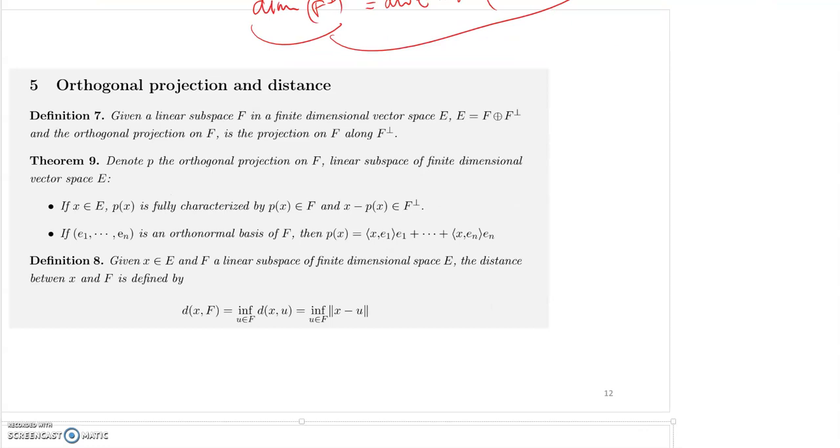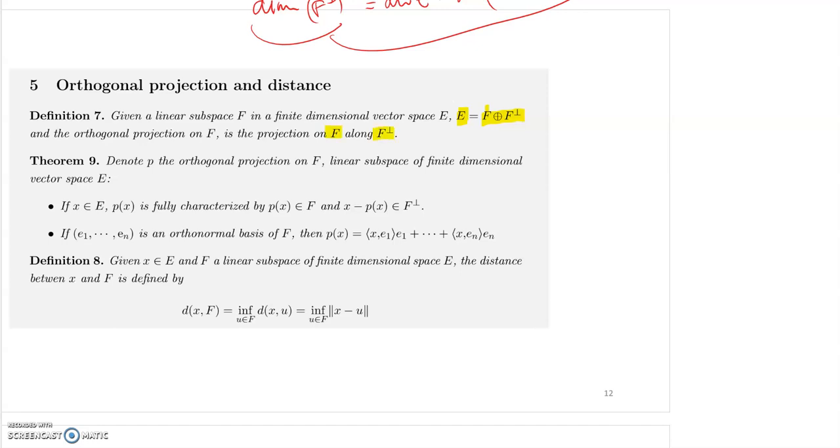Okay, so first the definition of the orthogonal projection. We are in a vector space E, and we have a finite dimensional subspace F, and we know it makes a direct sum with its orthogonal complement to create E, and so we can define, as we expected, the orthogonal projection to be the projection on F along its orthogonal.